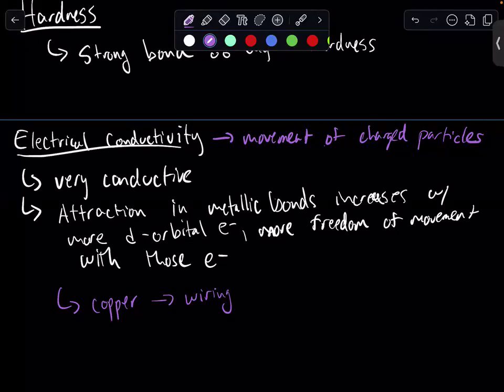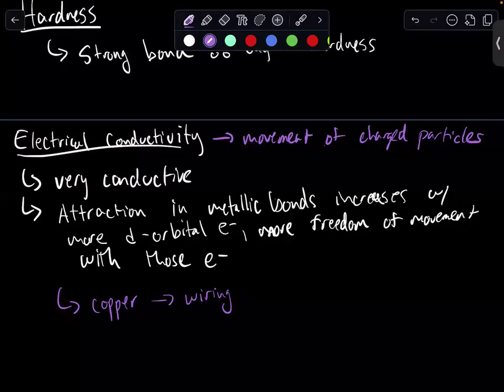You need to know that they're going to increase in these properties because they have more delocalized electrons. They have multiple charges, so this can be varied. And finally, they have that high electron density in their d orbitals, so they're going to have a very high electrical conductivity, hardness, and melting point.